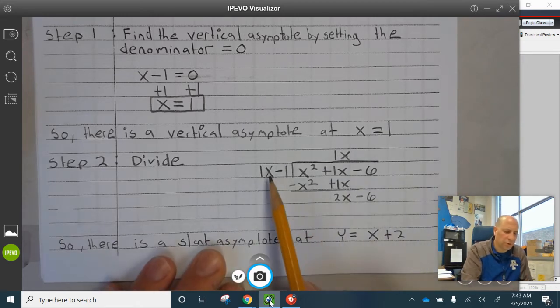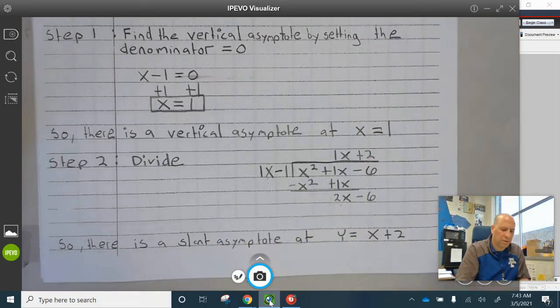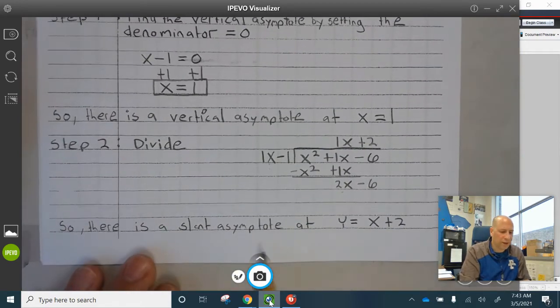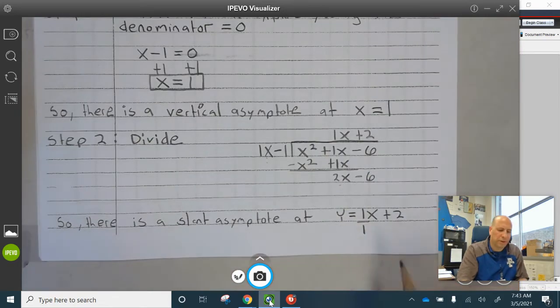Now, you ask yourself, what do you multiply x by to give you 2x? The answer to that is +2. And you can stop because now we know the slant asymptote is y equals x plus 2, which I'm going to write as 1 divided by 1 because that's your slope. It's going to go up 1, to the right 1.